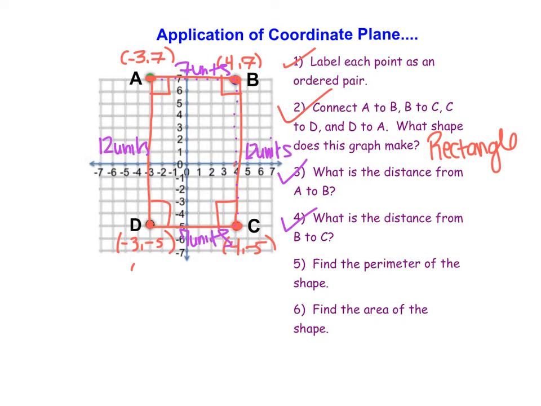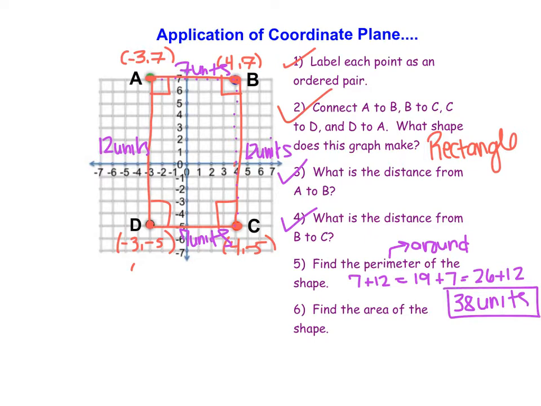Then it says, find the perimeter of the shape. Remember, the perimeter of the shape is when you go around the outside of the shape. So we're going to add those 4 sides together. So 7 plus 12, those first 2 is 19, plus another 7 is 26, plus 12 is 38 units.